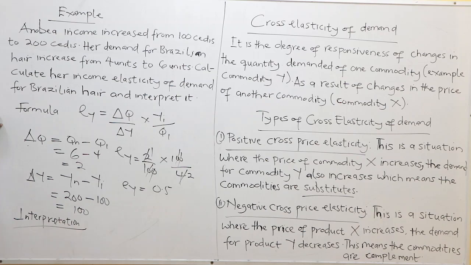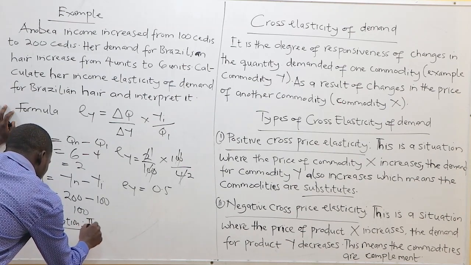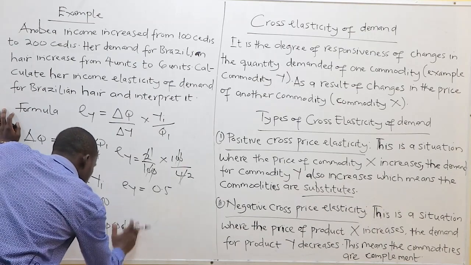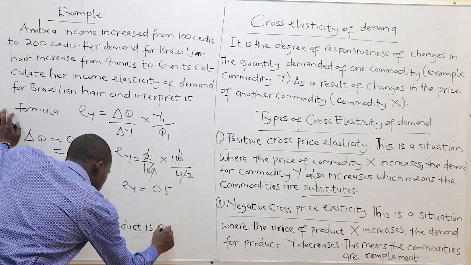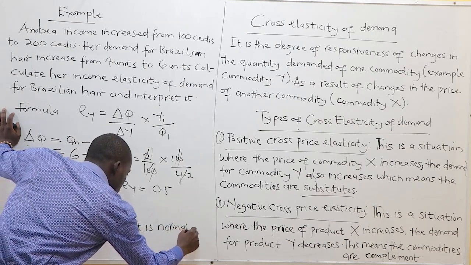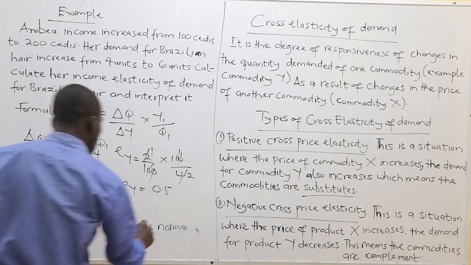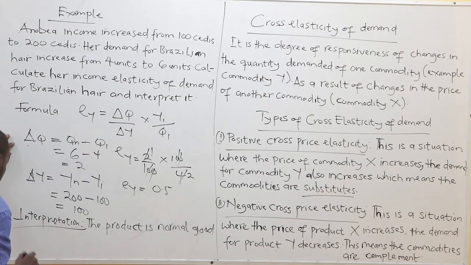Alright? It means that the product is what? The product is a normal good. And we say that if it's positive, it's a normal good.